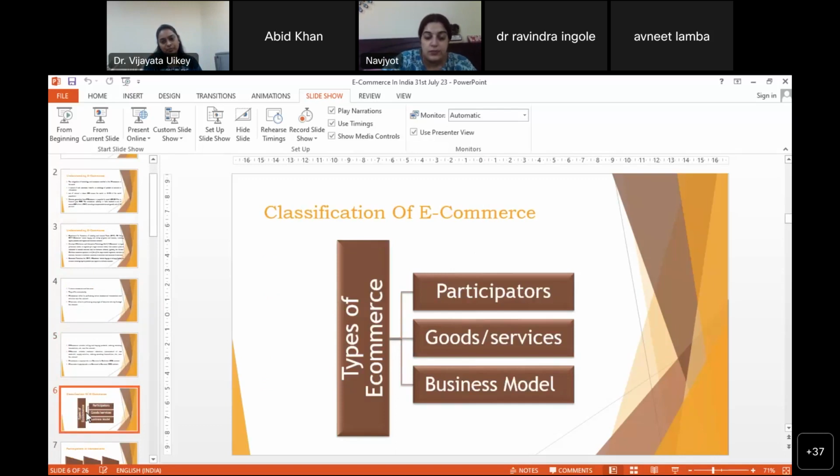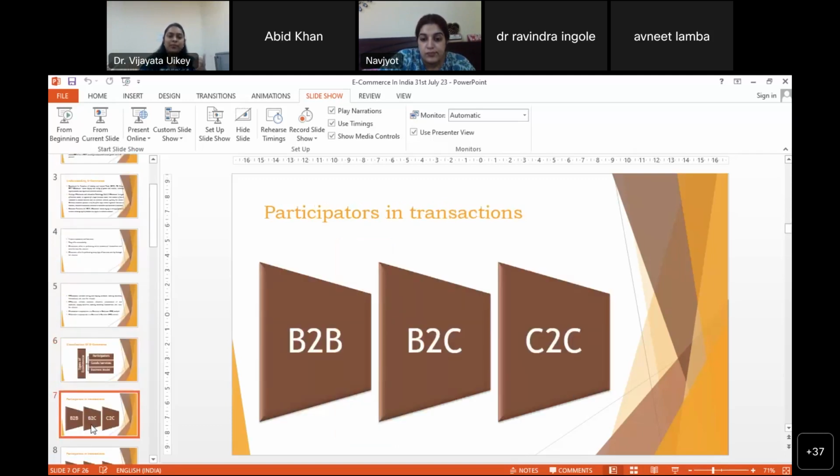Now the classification of e-commerce. Now we have understood कि definition क्या है, concept क्या है, now what is included under e-commerce, e-commerce और e-business क्या होता है. Now coming to the classification of e-commerce. Types of e-commerce क्या है, और classification of e-commerce depends on participation, who are participating in the transactions. Then goods and services, कौन से goods and services e-commerce में available है. Now कौन सा type का business models are available in e-commerce. ठीक है. Now first we will look at the participatory.